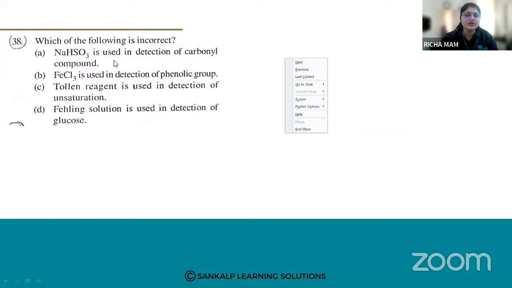Next question. Which of the following is incorrect? A, NaHSO3 is used in detection of carbonyl group. B, FeCl3 is used in detection of phenolic group. C, Tollens reagent is used in detection of unsaturation. And D, Fehling's solution is used in detection of glucose. So these are different tests and where they are used; you have to tell which is not correct.